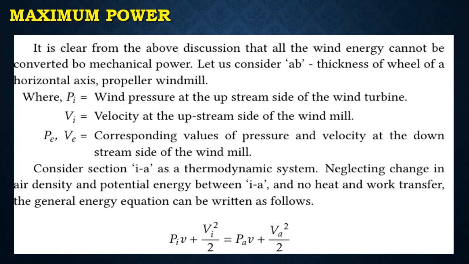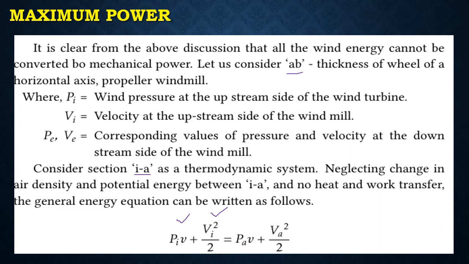In that case the general equation can be written as follows. This is what they have written. It is called Bernoulli's equation, which fourth semester students will study in the fluid mechanics subject. In Bernoulli's equation we have three terms: one is called the pressure head, another is called the kinetic head, and the third is called the potential head. Now whatever thickness AB or section IA you have considered, it will have only the pressure head and the velocity head. There is no potential head because the thickness AB at the inlet section and the exit section are both at the same height from the ground.